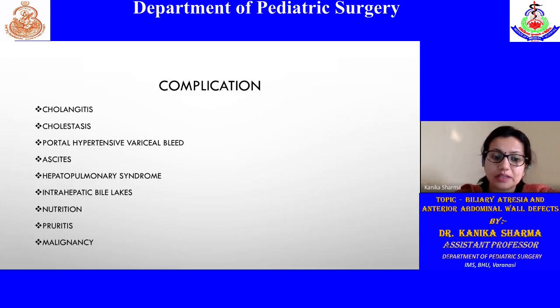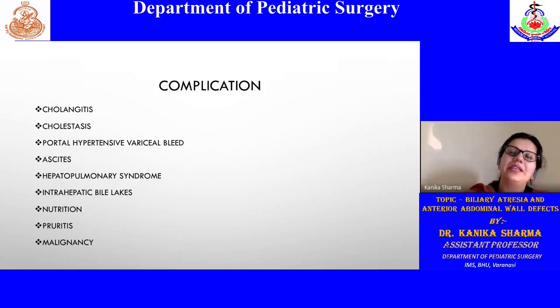Other important sequelae seen with these children are hepatopulmonary syndrome and hepatorenal syndrome. These children are usually poor in nutrition, and if the obstructive component is there, then the children may again and again present with pruritus, or continuous itching along the body. Very few cases, hardly 0.1%, have documented malignancy in the liver.